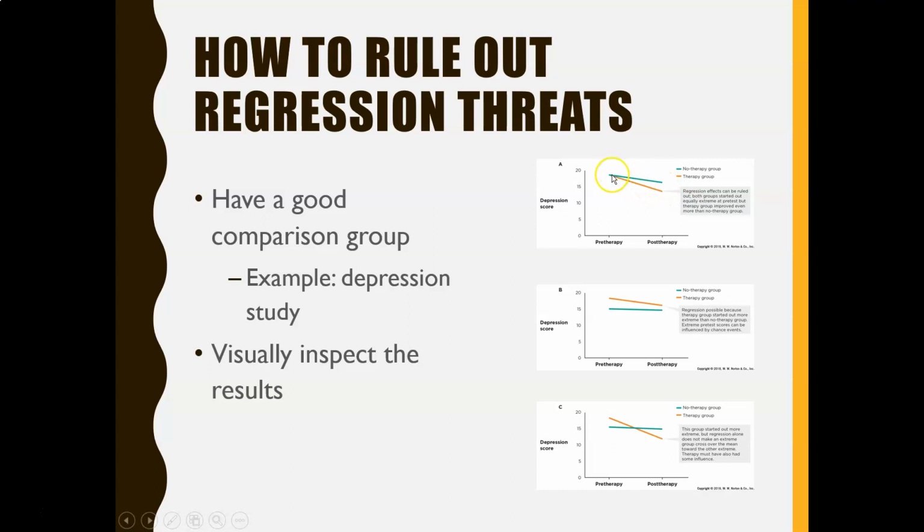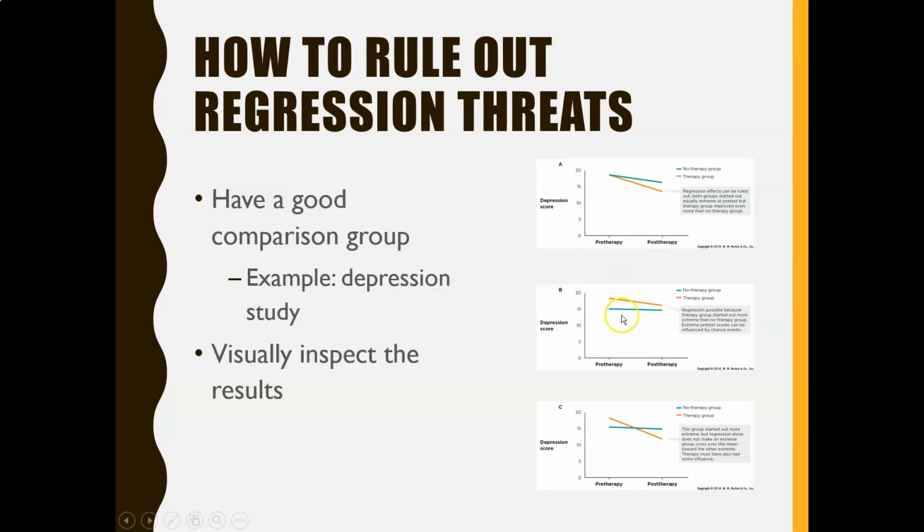Now, with our no therapy group, this slight reduction is due to regression to the mean. But for our therapy group, theirs is lowered further beyond that. So what this shows is that even though they were equally extreme, and we do see a reduction at post-test for our no therapy group, our therapy group does seem to be benefiting from the treatment because these two are different from each other. Here is an instance where we get regression to the mean. Regression is absolutely possible here.